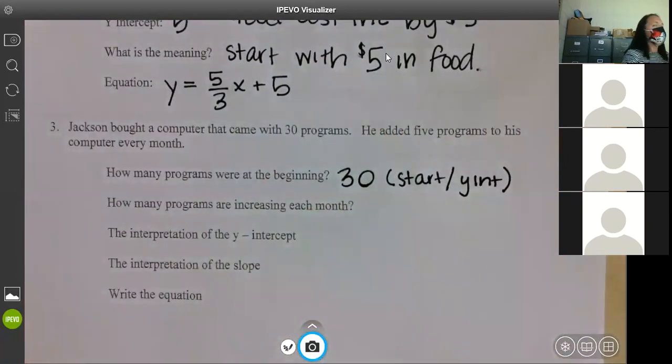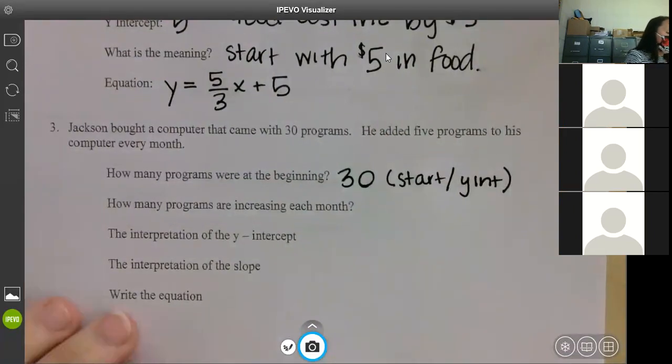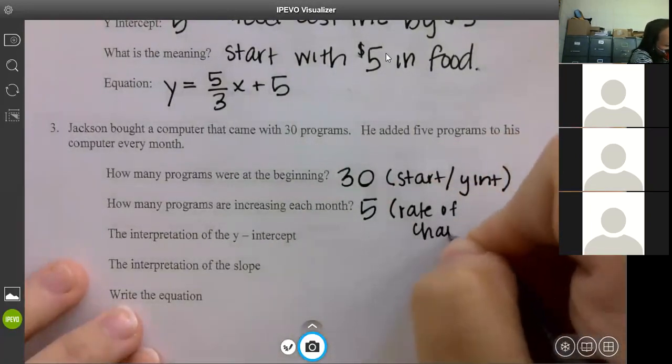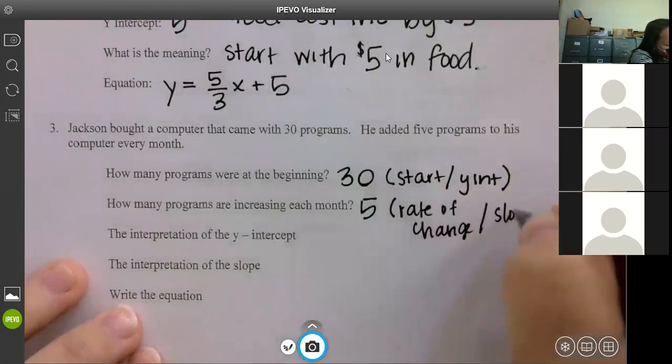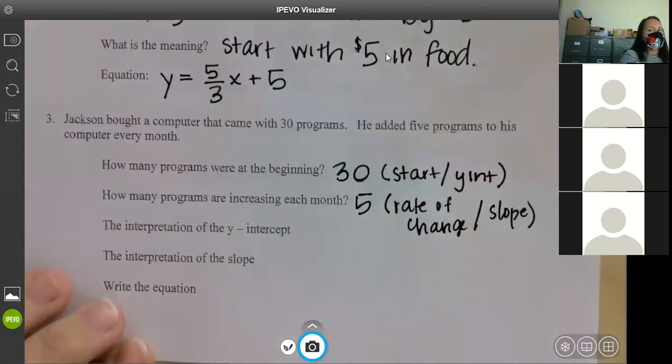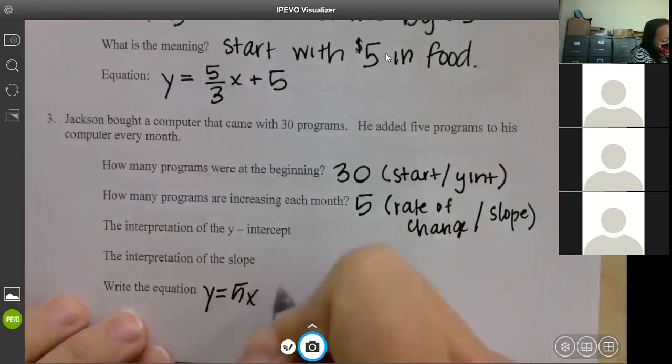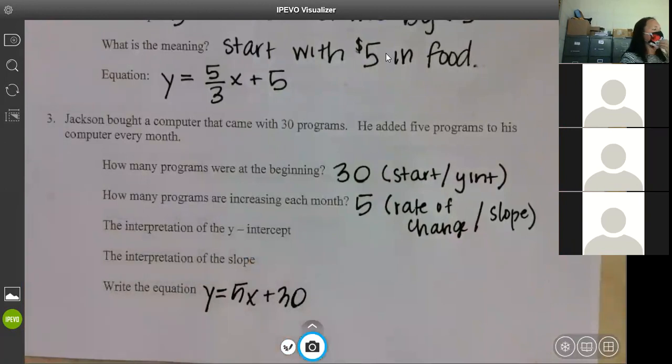So where you start is also called your y-intercept. How many programs are increasing each month? 5. This is your rate of change, otherwise known as slope. Okay, rate of change or your slope. So I'm gonna skip the next two for a minute. I'm gonna go to the bottom. What is my equation? It is y equals 5x, because that's your slope, and a positive 30.